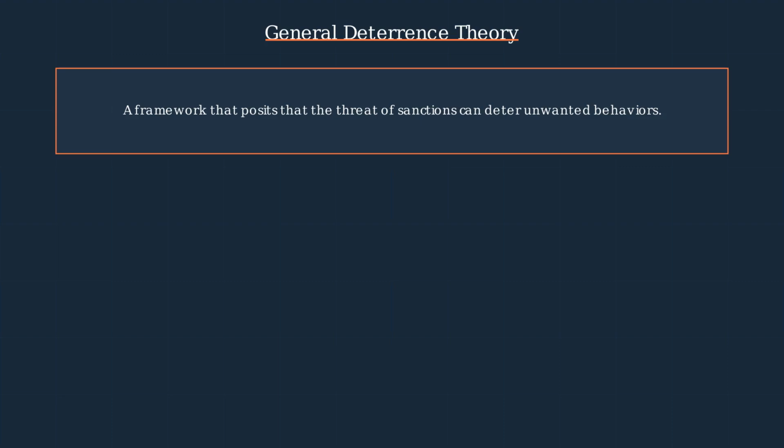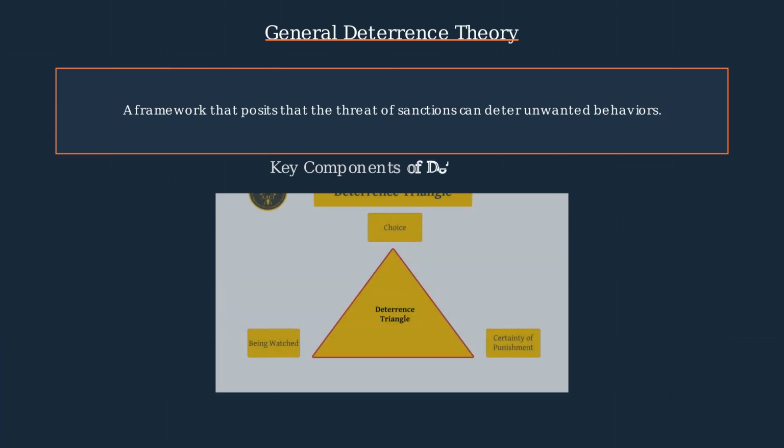General Deterrence Theory is a framework in public health and criminology that examines how sanctions can be used to prevent unwanted behaviors. The theory is built around the concept of deterrence, which involves three main components, as shown in this triangle: certainty of being watched, certainty of punishment, and the choice individuals make when weighing these factors.